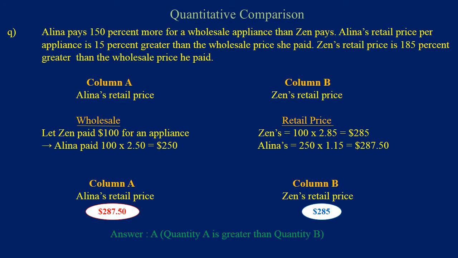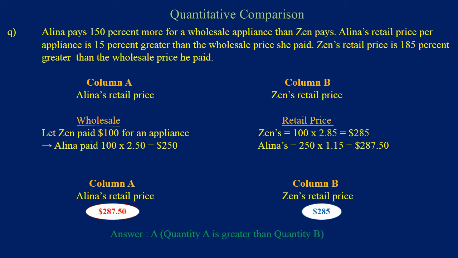Okay, this quantitative comparison question says that Alina pays 150% more for a wholesale appliance than Zen pays. Alina's retail price per appliance is 15% greater than the wholesale price she paid. Zen's retail price is 185% greater than the wholesale price he paid. Now in column A, we have Alina's retail price, and in column B, we have Zen's retail price. We'll compare the two retail prices and check which one is greater, or both are equal, or the relationship cannot be determined, right?